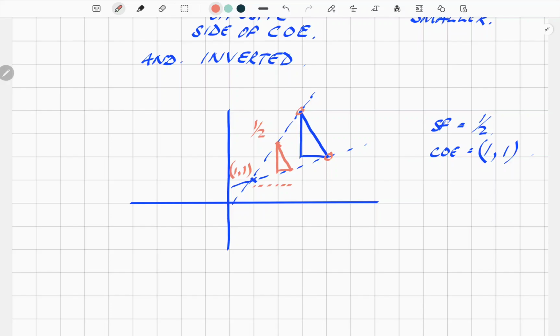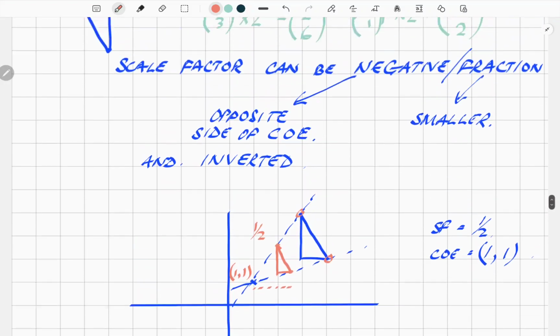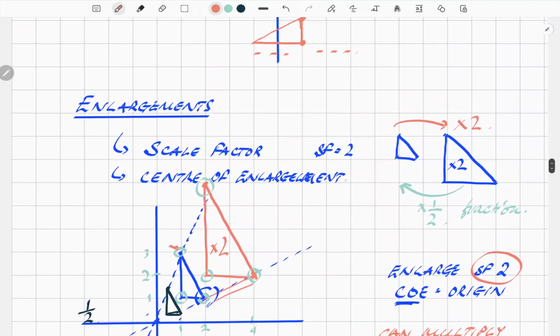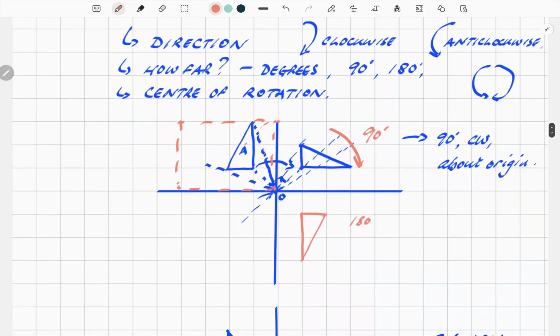So if it's not the origin, you're going to have to do the lines and use the technique I've just shown you. If the origin is the center of enlargement, then you can just go ahead and multiply the coordinates by the scale factor. Any questions on any of that? And again, I go back to this particular one. Sorry about the dotted lines. That one, I was a bit off in my angle, but I hope it made sense in the end.